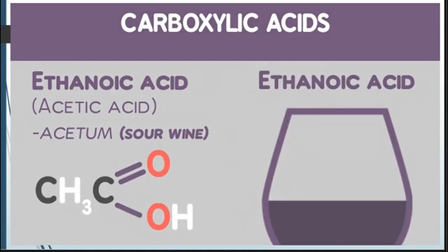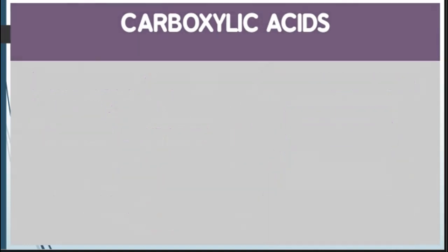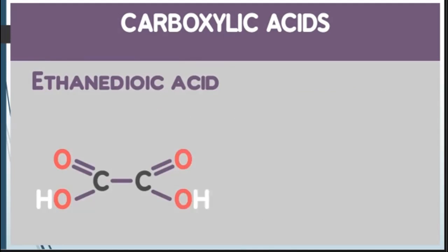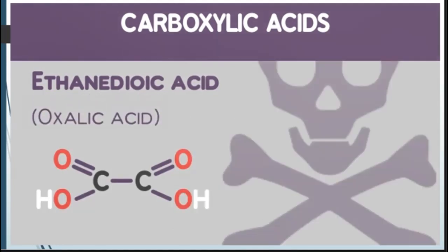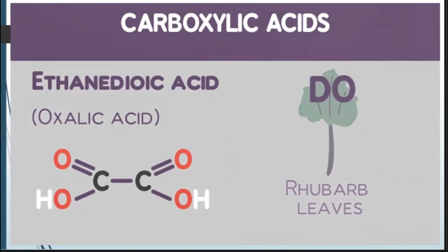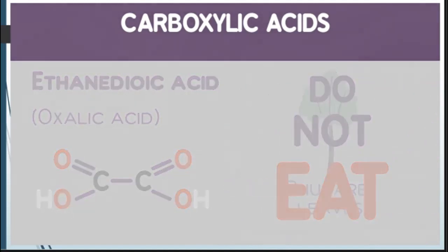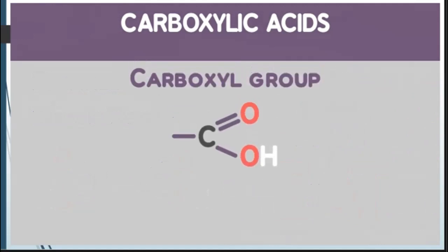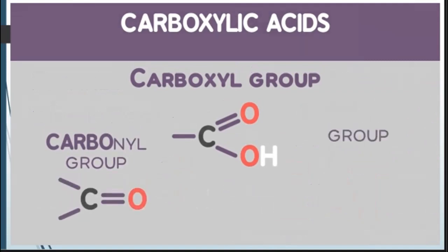Vinegar is a dilute solution of ethanoic acid. Then, ethanedioic acid. Ethanedioic acid, commonly called oxalic acid, is toxic and is found in rhubarb leaves, and that is why we should never eat them. Carboxylic acids contain the carboxyl group, as shown in the video. This is made up of a carbonyl group and a hydroxyl group.